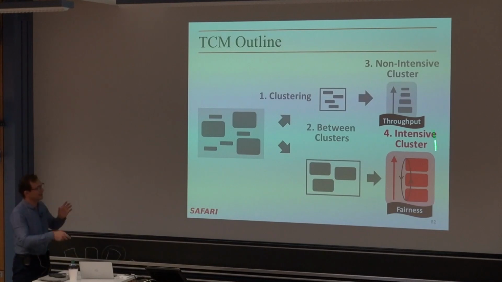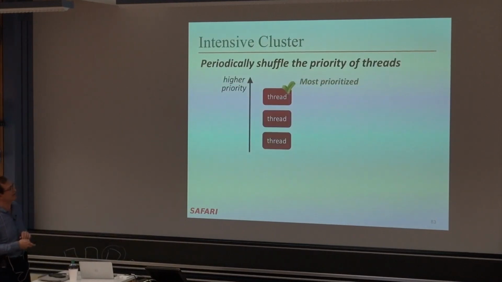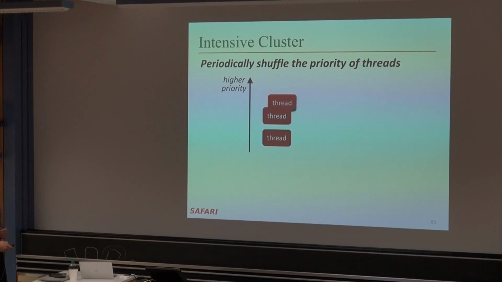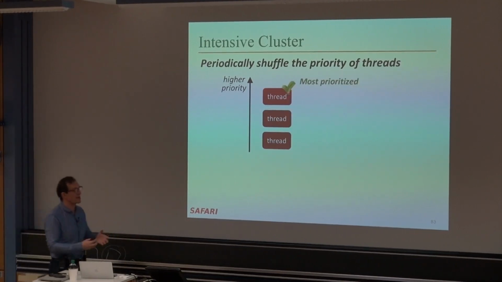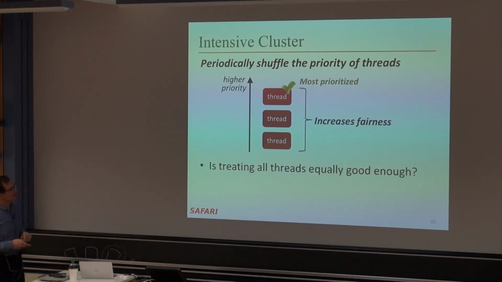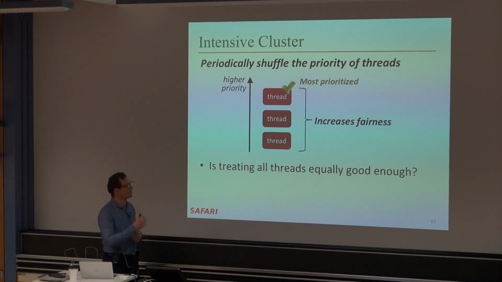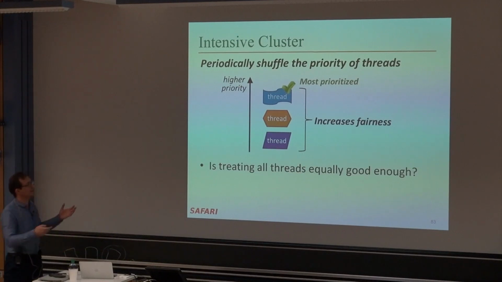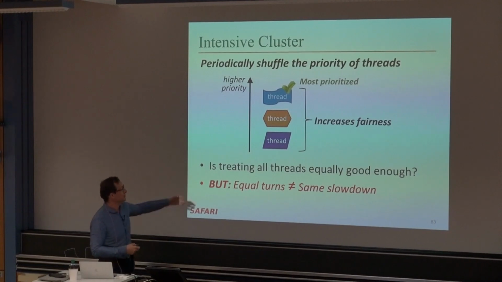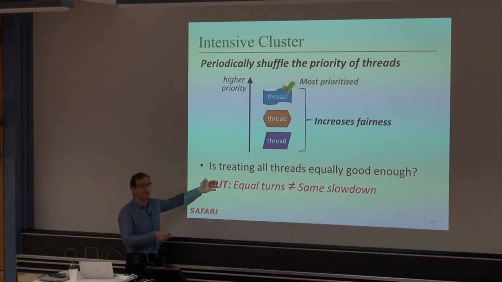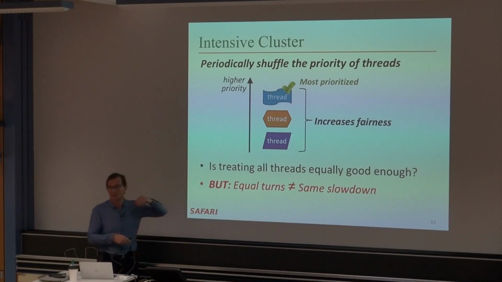Now, what you do between these elephants becomes important, as we said. The idea is we want to periodically shuffle the priority of the threads in this intensive cluster, so every thread gets to be the one that's most prioritized for an equal amount of time, let's say. This increases fairness, but treating all threads equally is not good enough if you want to really maximize your performance and fairness, because these threads have different characteristics. And because of these different characteristics, equal turns doesn't mean that you get the same slowdown.